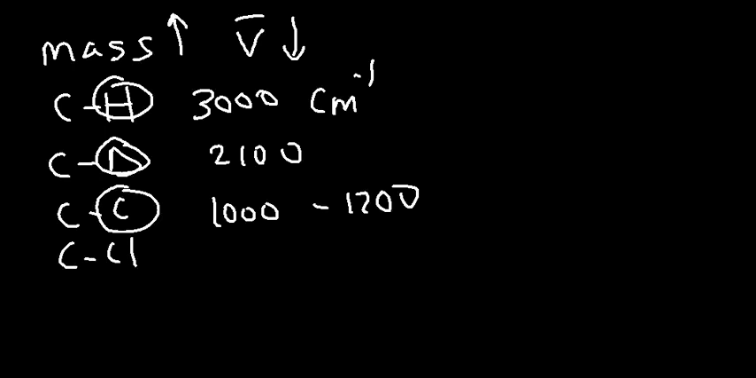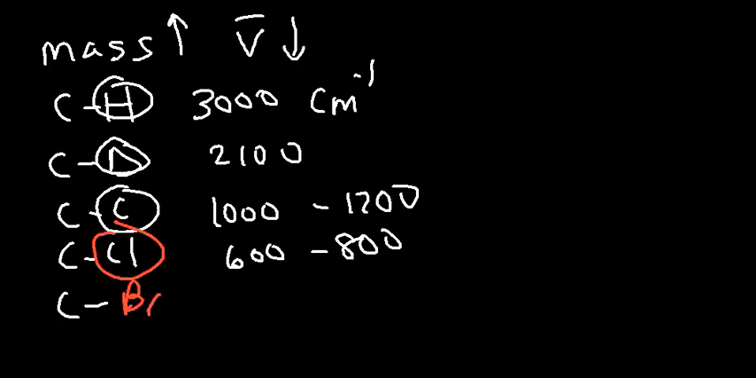The carbon-chlorine bond is usually around 600 to 800, this can vary too, but as you can see, chlorine is much heavier than carbon. And then we have the carbon-bromine bond. Bromine is bigger than chlorine, and that's usually around 550, but sometimes it can vary as well. And then you have the carbon-iodine bond, which is even less, 500. So you can see a trend here. As the mass of the atom increases, the wave number usually decreases. Now the next trend you want to be aware of is bond strength. As the bond strength or bond energy goes up, the wave number goes up as well.